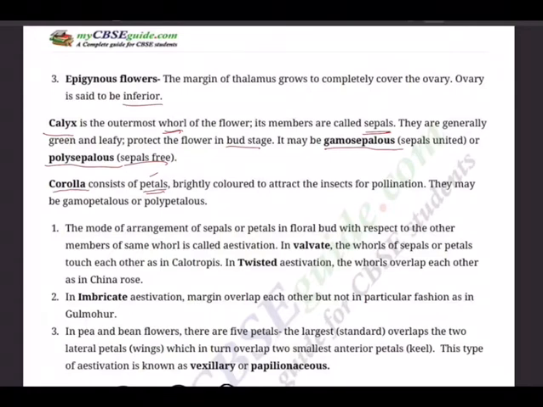They produce a nice smell. The brightly colored petals, what for? To attract the insects for pollination. They may be gamopetalous, where all the petals are united, or they are free, polypetalous. The mode of arrangement of sepals or petals in a floral bud with respect to other members of the same whorl is called estivation. Estivation: how they are arranged, petals or sepals.